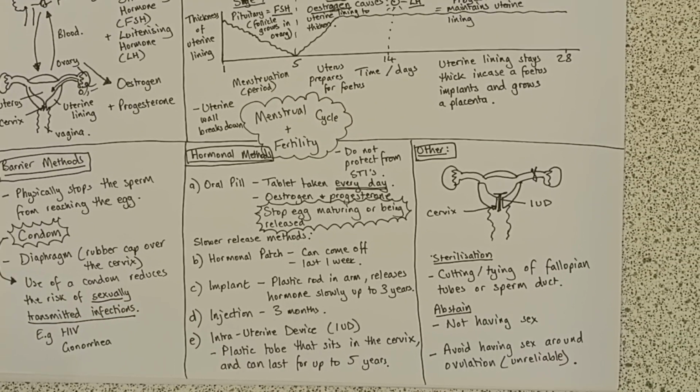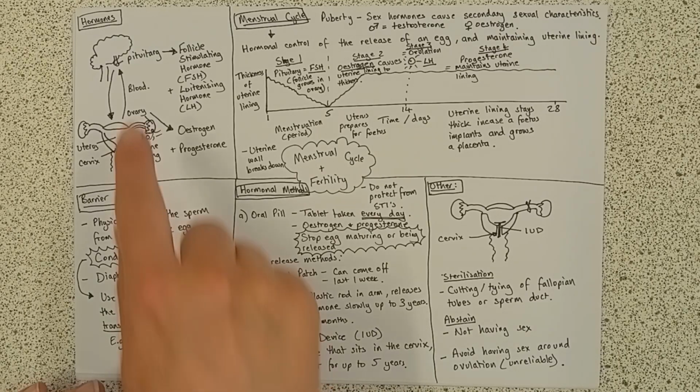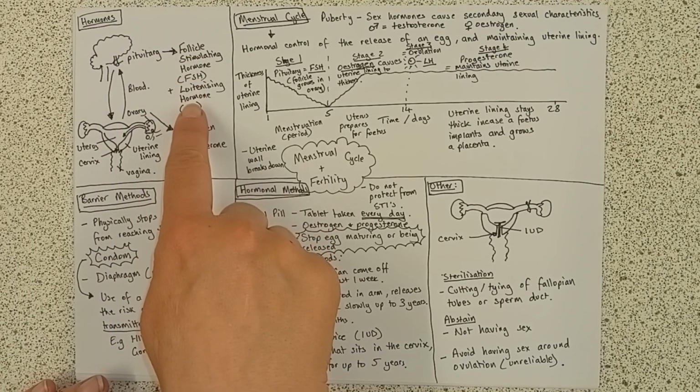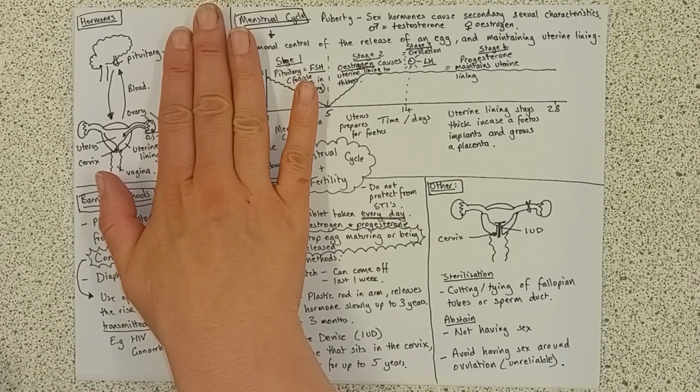So that's it. The end of the menstrual cycle and controlling fertility. As always, your job now is to learn this, so you need to do read, cover, recite. So the pituitary makes FSH and LH, the ovary makes estrogen and progesterone. You cover it up and say it to yourself. The pituitary makes FSH and LH, the ovary makes estrogen and progesterone.